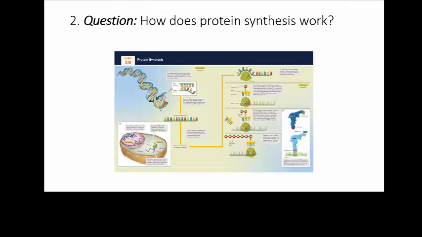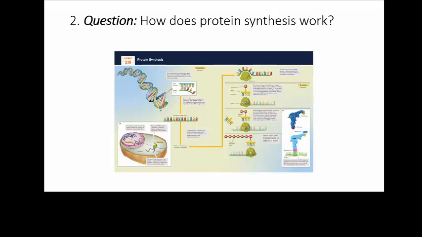Question: how does protein synthesis work? Protein synthesis begins with the replication of the nucleus. A segment of DNA is used as a template to form messenger RNA. This segment codes for a particular protein.